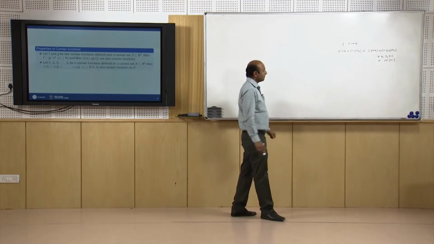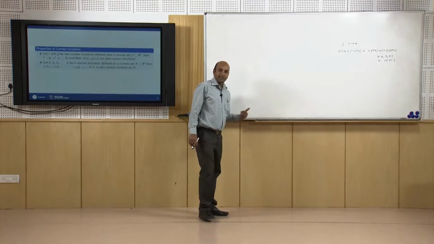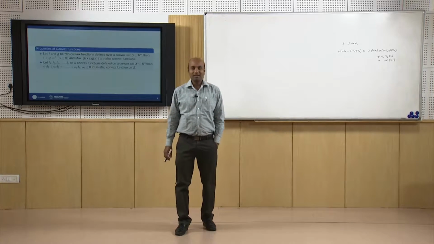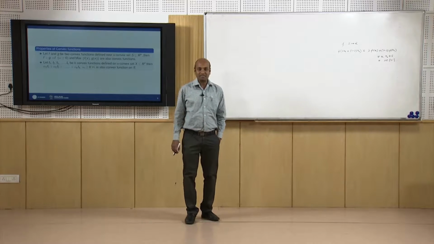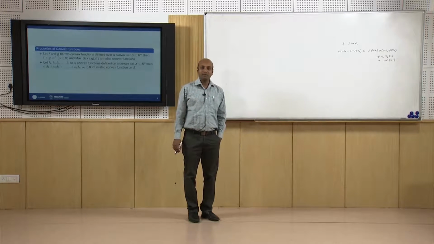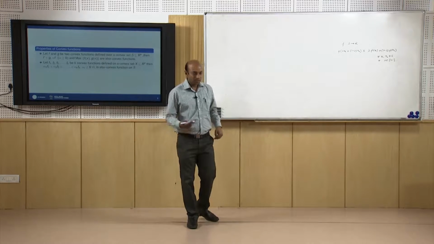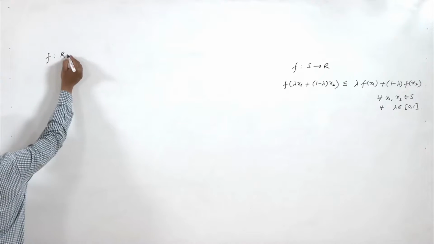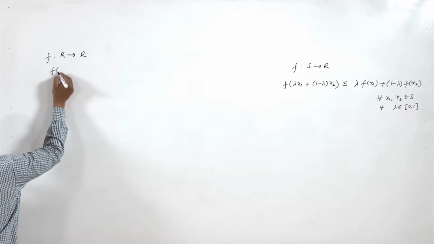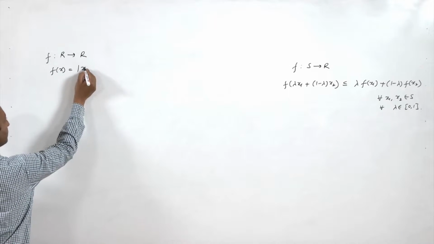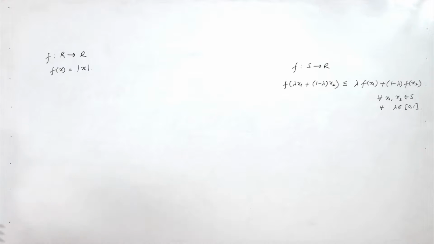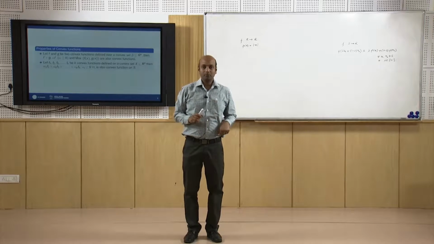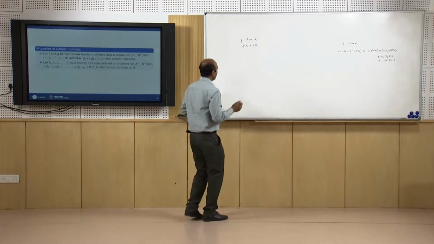Now, let us discuss some examples of how to prove mathematically that a function f is convex. Geometrically, we have already seen what convex functions represent, but how can we show mathematically that a function f is convex? So, let us discuss a few examples. Suppose the function is from R to R and f is mod x. We have seen graphically that mod x is a convex function. How can we prove this?